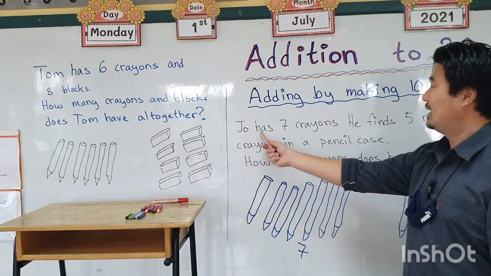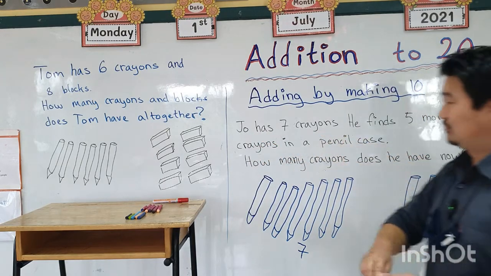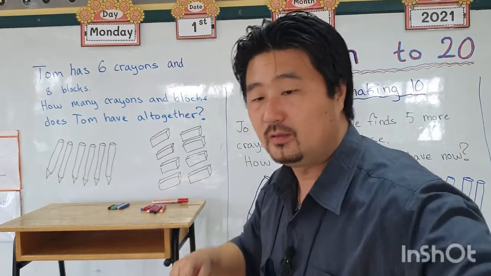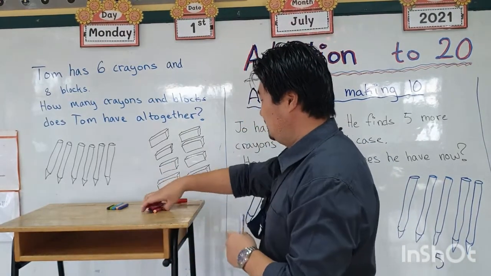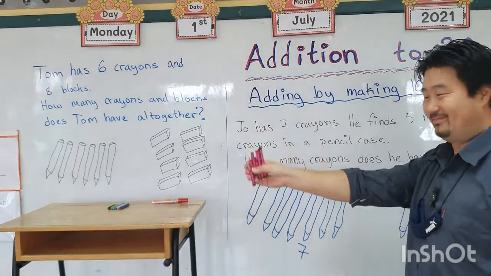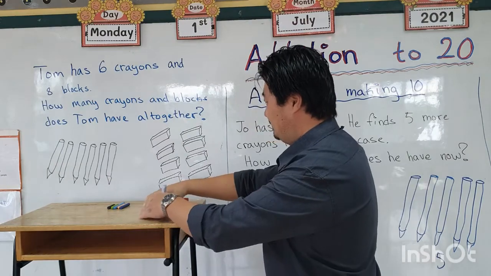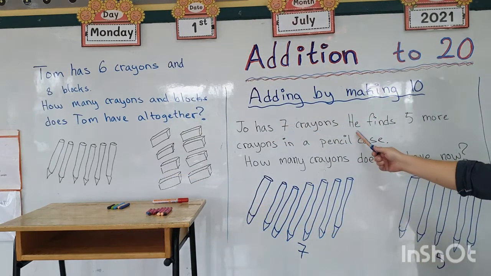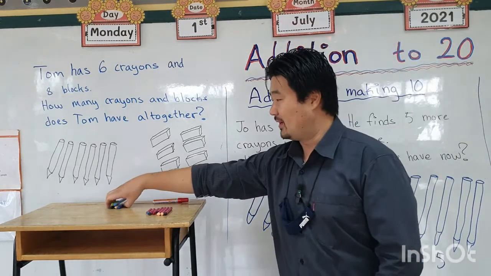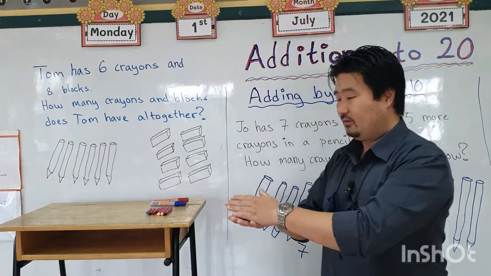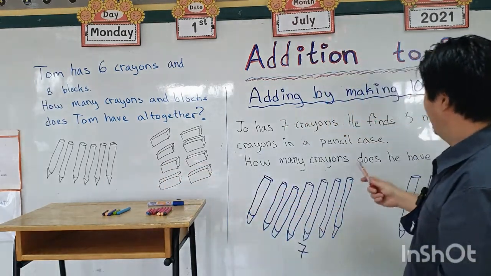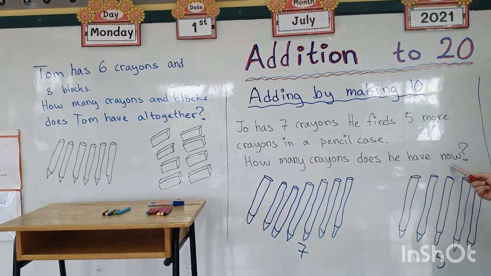So, Joe has 7 crayons. Okay. He finds 5 more crayons in a pencil case. How many crayons does he have now?